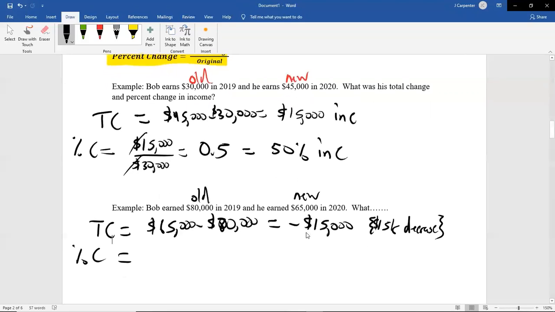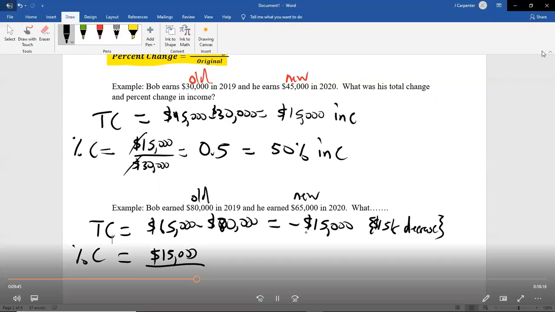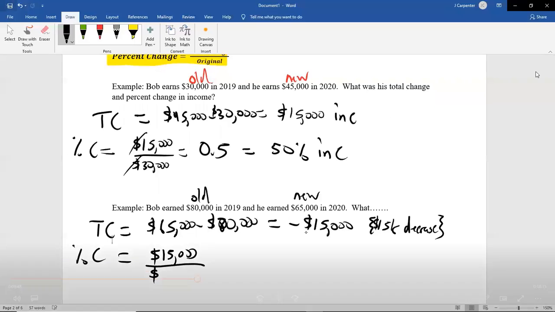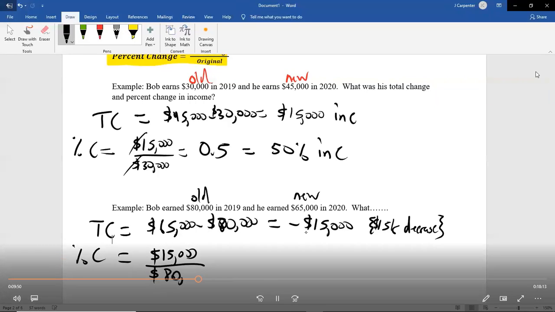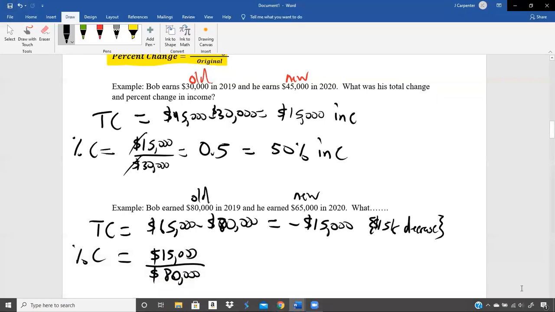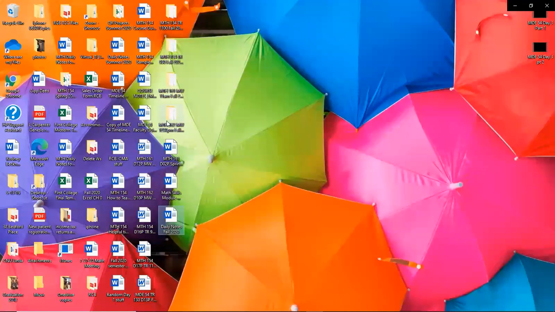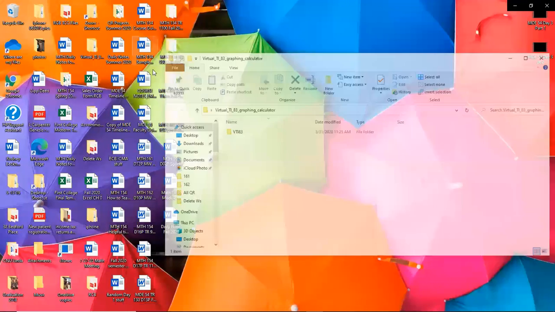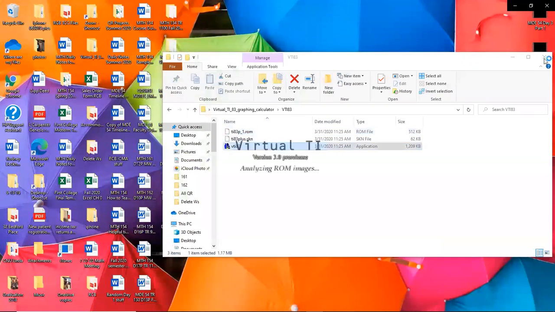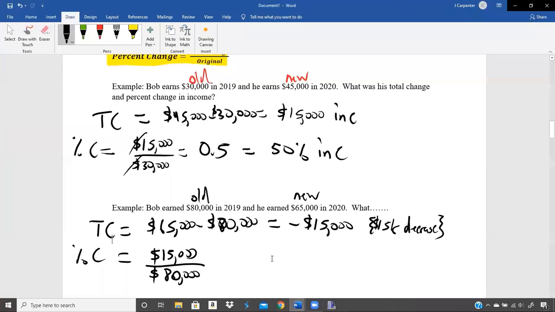So the percent change is the total change, the 15,000, divided by the original, the thing that happened first. The bottom has nothing to do with size. It's not the smallest, it's not the largest, it's the thing that happened first. The bottom is the thing that happened first. I repeat myself because people forget things. Now the thing that happened first was the 80,000. And if you want to do 15,000 divided by 80,000, we'll pull out a calculator. Where are you, calculator? Here we go. Boom, boom. Let's get our notes back up.